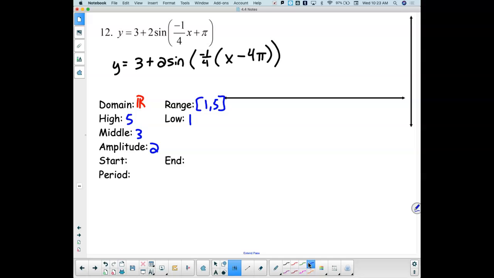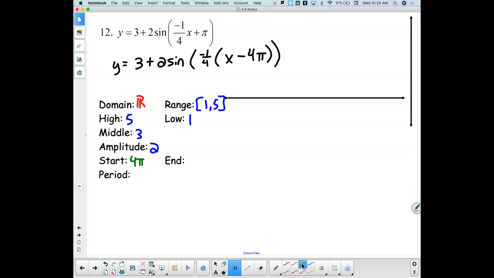Start. No, it's positive 4 pi. Positive 4 pi. I don't know why you said negative. You were so negative. You were like, it is this, and that is what it's going to be, and I'm wrong.